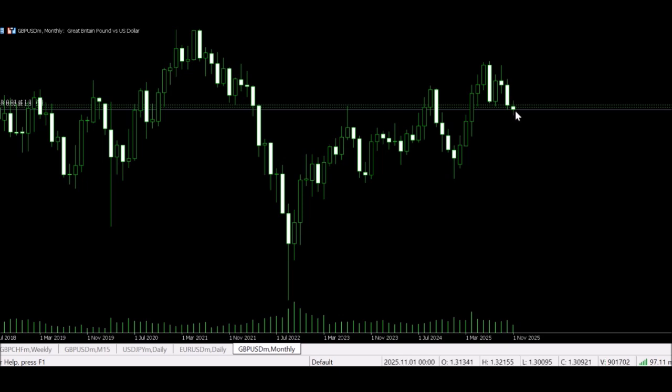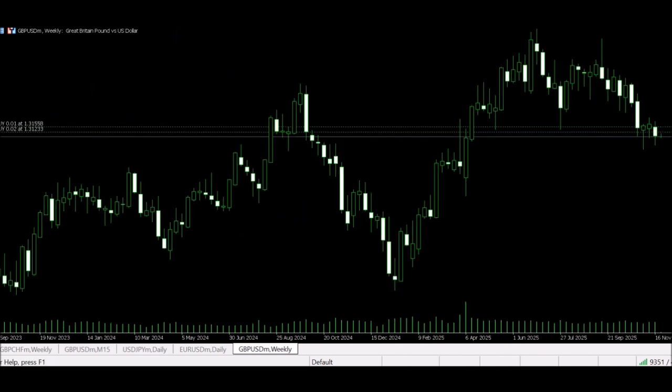So in the monthly, it's showing us what is happening here. So it's either it goes back and retests this region, or it comes down and then retests this region before it determines what it is going to do. Now let's go to the weekly and see.